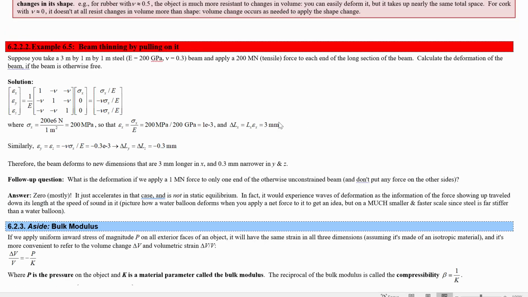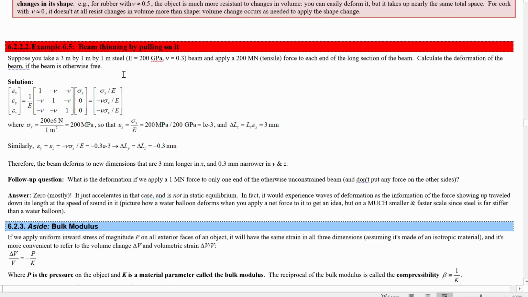Okay, let's put some specific numbers to it. Let's suppose the beam is originally 3 meters by 1 meter by 1 meter and is made of steel with these parameters, and we're going to apply a 200 meganewton tensile force to each end of the long section of the beam. So that is the x sides, the positive x and negative x side. Calculate the deformation of the beam if the beam is otherwise free.